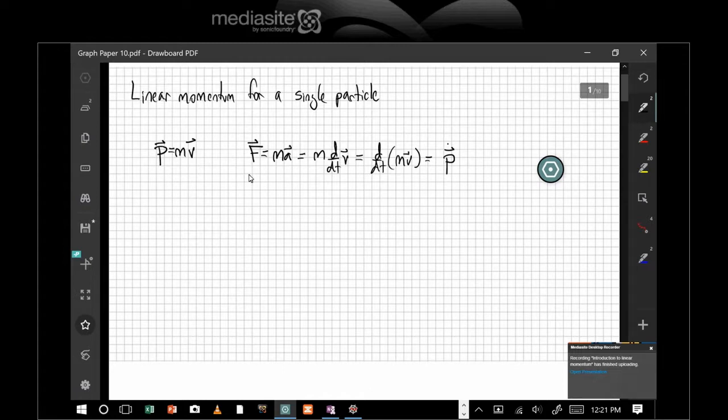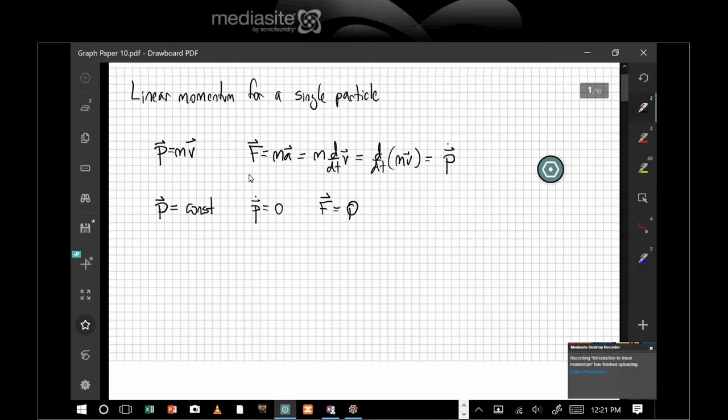When is momentum conserved? Conservation means that the vector quantity is a constant for all time. That must imply that p dot is equal to 0. From the equation above, that only occurs when the net force acting on the particle is equal to 0. So momentum is conserved only when the net force acting on a single particle is equal to 0.